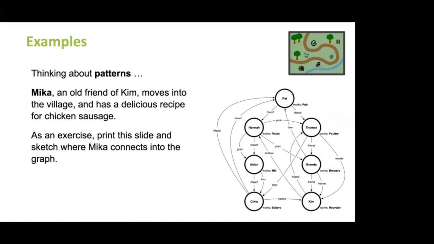And another thing, let's say that we have a new kid in town. Mika is an old friend of Kim, moves to the village, happens to have a delicious recipe for chicken sausage that would go quite well at the pub. So as an exercise, can you print out this graph and sketch out how Mika fits into this pattern? Where would Mika work? Where would Mika buy from? Where would Mika sell to? And ostensibly you can see that if we start to add more data, there's a natural fit for working into the relationships that are defined types of relationships as time goes on, as we get more kinds of metadata to work with.